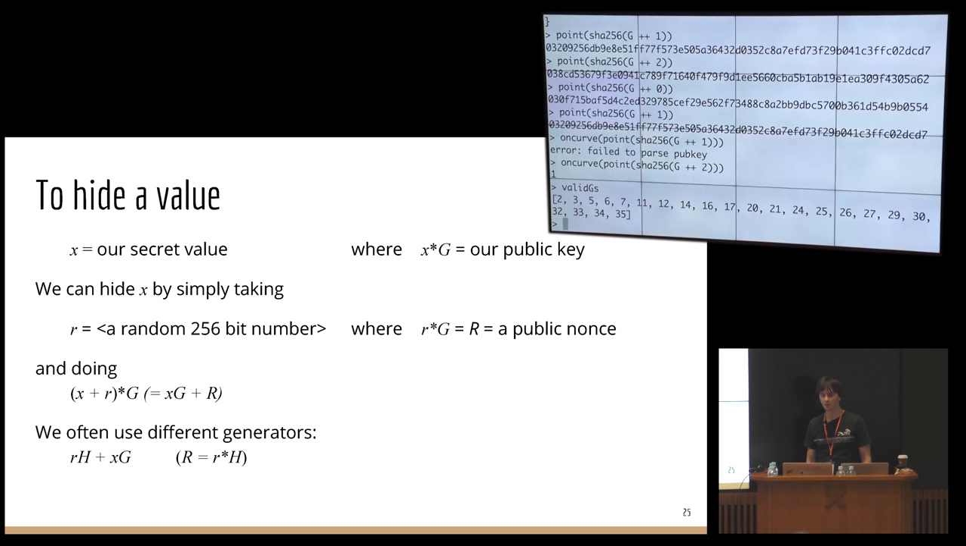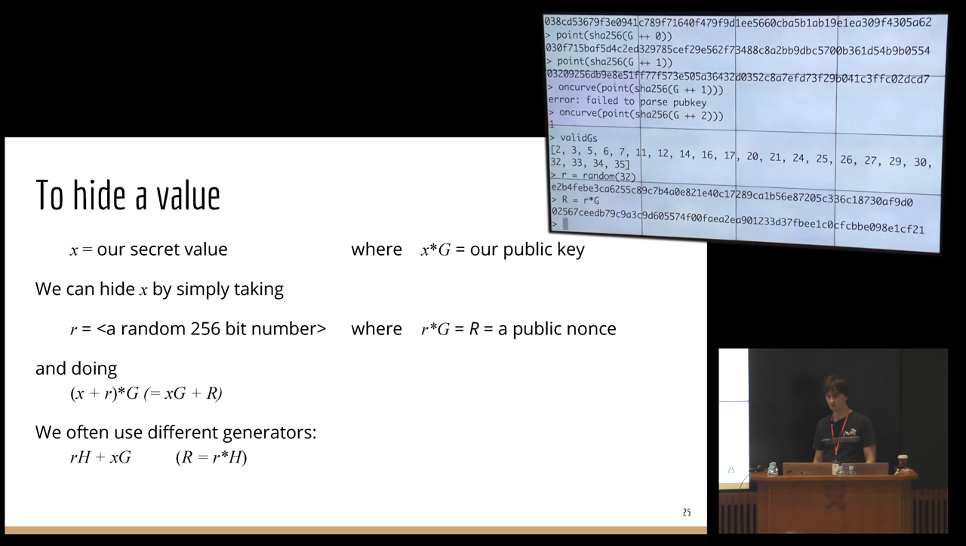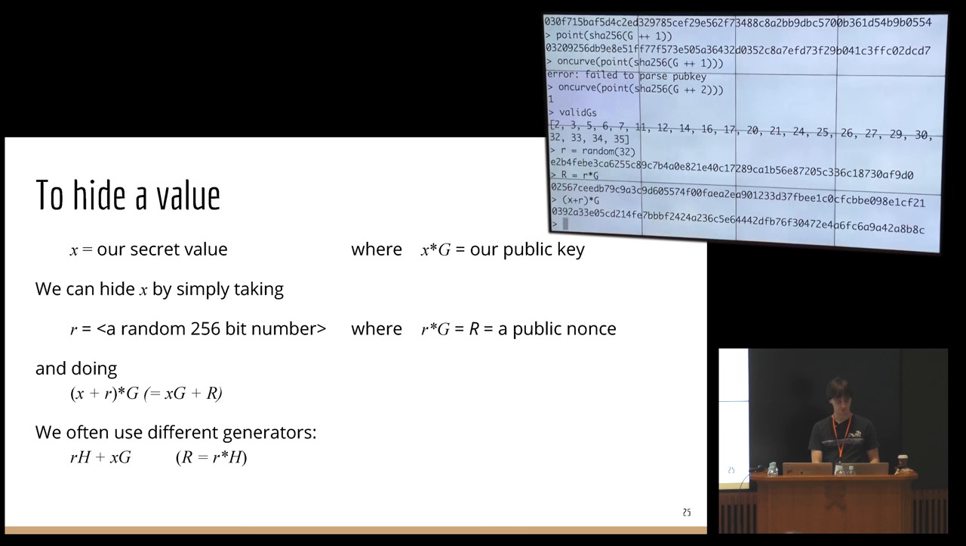So back to hiding a value. What we can do here, to hide X, we can just create a new random number and call it R. So we take a new random number. And then we have a nonce, a public nonce, which is just the coordinate for this value. And then we use X plus R as the point, like that. And since we can do math and arithmetic on these points and get the same public side, we can use this to prove that we know X.